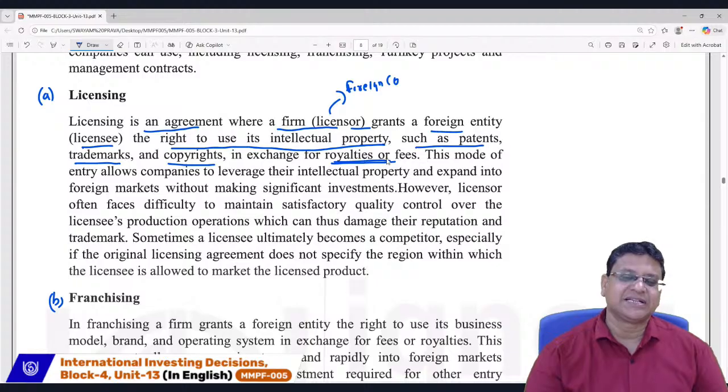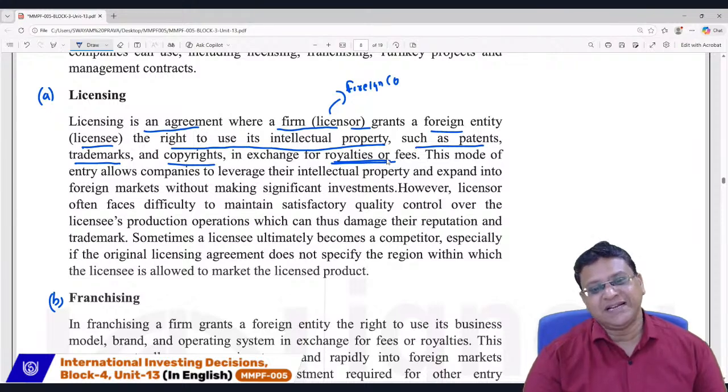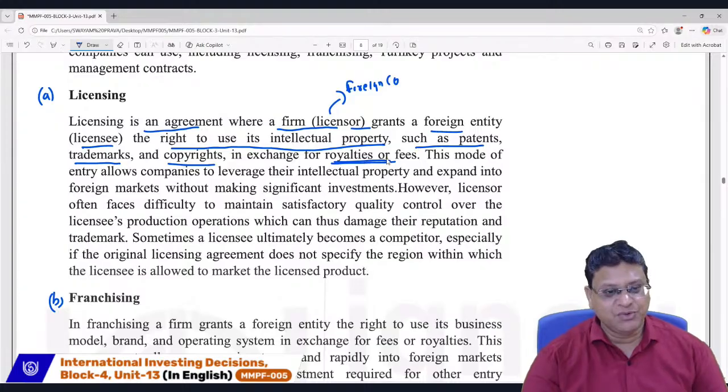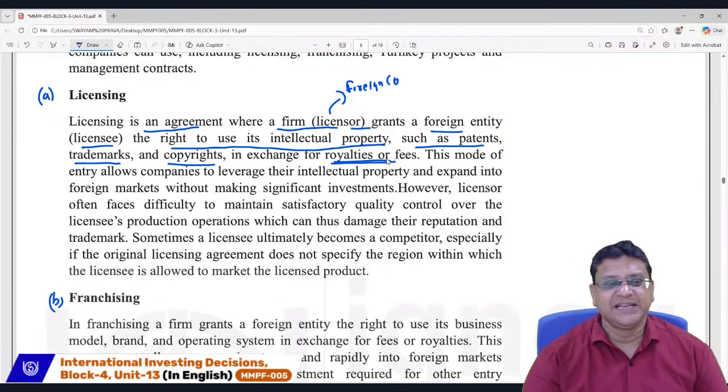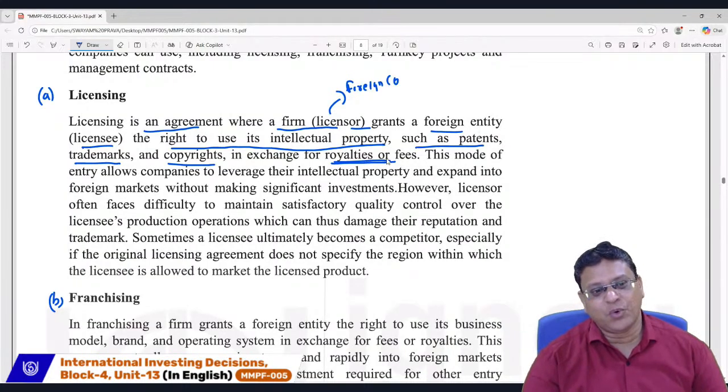Okay, so in this case, a foreign company will allow you to use its name and its intellectual property rights like patent, trademark, copyright, and you can use this and produce the product and sell it in your own name. That is known as licensing. But the licensing mode has its own difficulty.